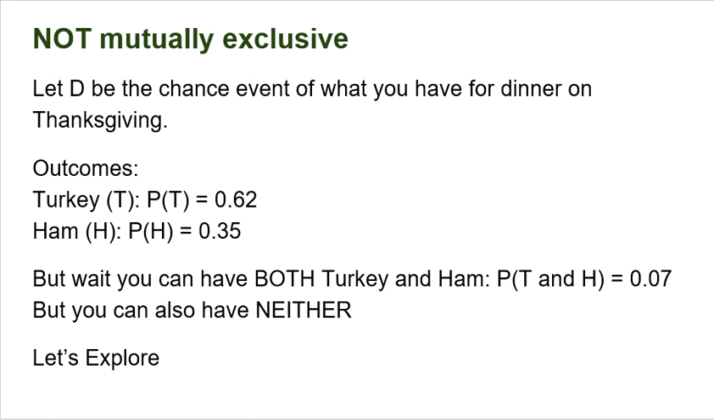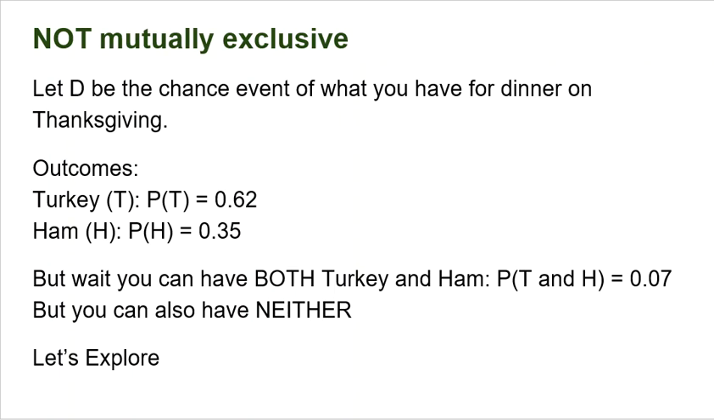So let's give a really simple example about this. All right, let D be the chance event of what you have for dinner on Thanksgiving. So what are you having for dinner? What's the main course at your dinner table for Thanksgiving? Well, turkey. Turkey's a pretty big one, right? So let's say that we know the probability that there's turkey on a table is 62%. So this means that we looked at many tables, Thanksgiving, many families, many get-togethers, a large number, right? And 62% of them had turkey on that table.